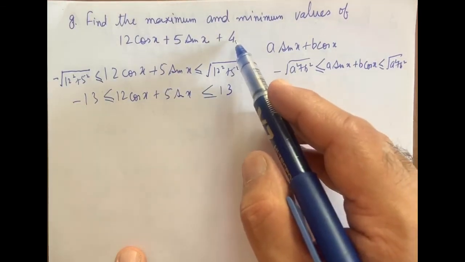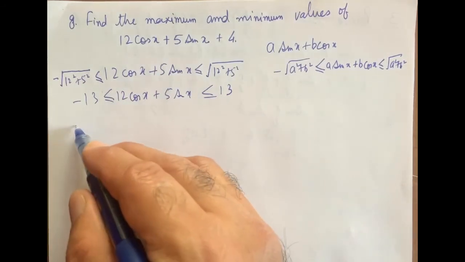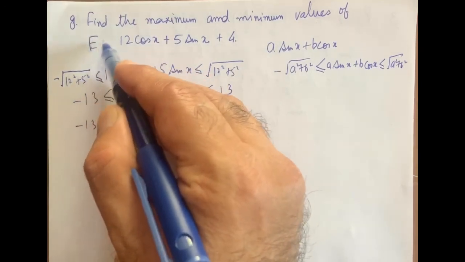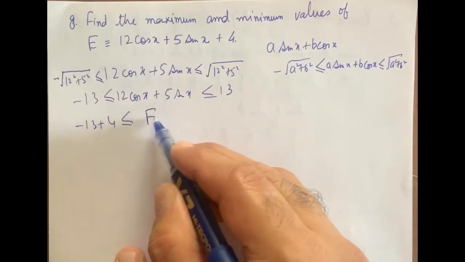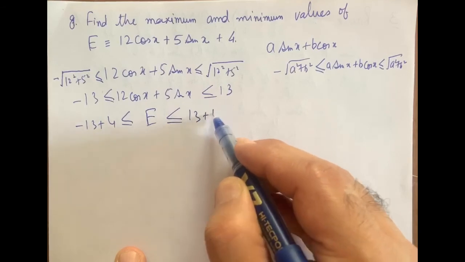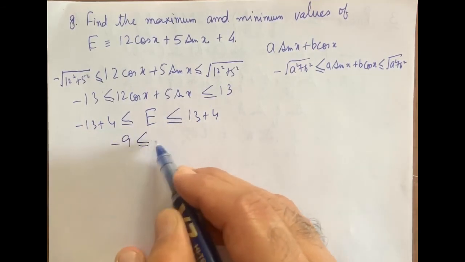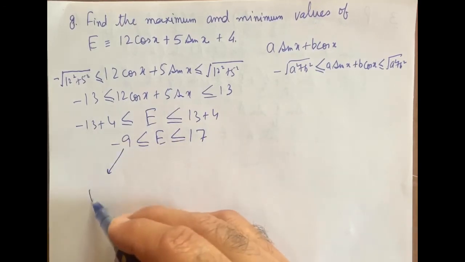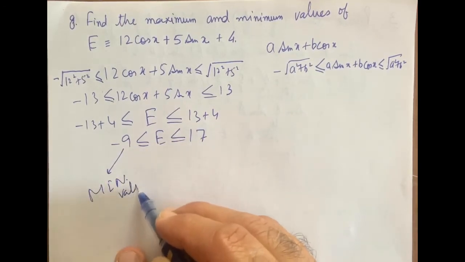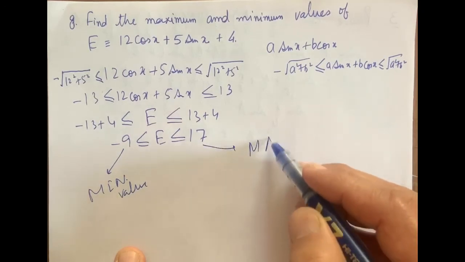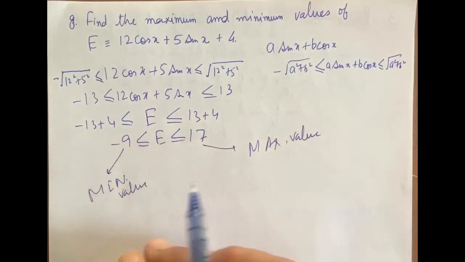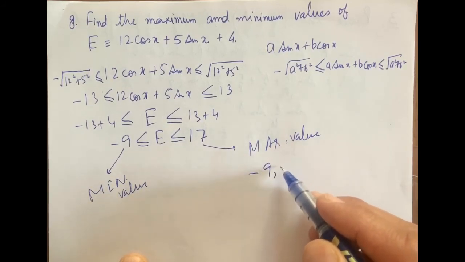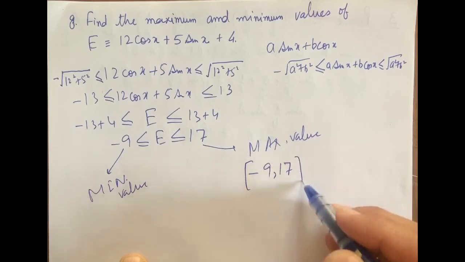And we need plus 4 here. So throughout we add 4. Let's say this expression is E. Minus 13 plus 4 is less than or equal to E, which is less than or equal to 13 plus 4. Minus 9 less than or equal to the expression less than or equal to 17. So minus 9 is the minimum value and 17 is the maximum value. We can say the range of values is from minus 9 to 17.